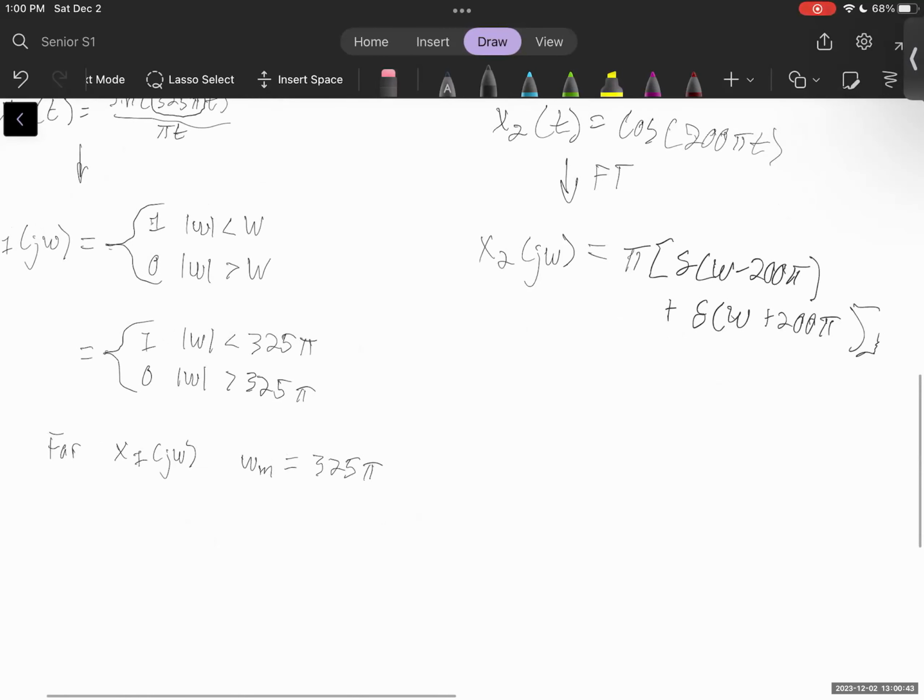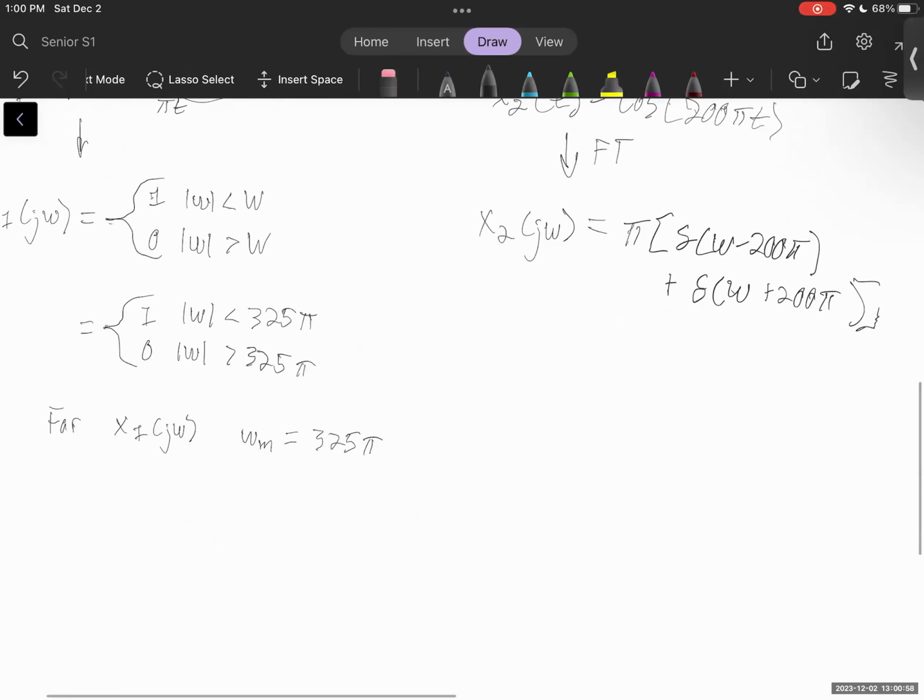All right. So can anybody tell me what our maximum frequency for our X2 of j omega is going to be based off this? Rui? Yes, you said 200, right? Okay. Yeah, so our maximum frequency for this function is going to be 200 pi. If you visualize this graph in your head, all we have is two delta functions, right? We have a delta function at positive 200 pi and at negative 200 pi, and that's it. After we hit those values up into infinity, there's going to be nothing. So for X2 of j omega, our maximum frequency is going to be equal to 200 pi.